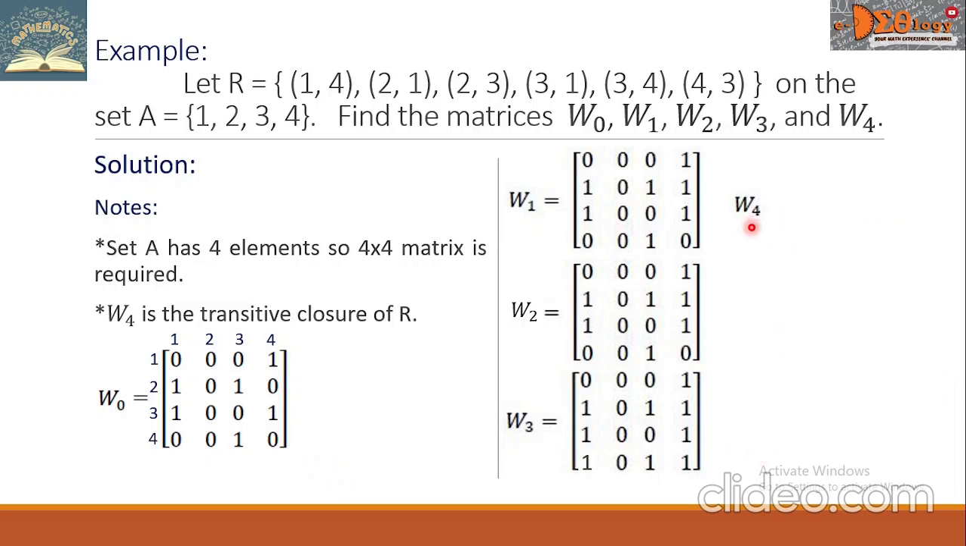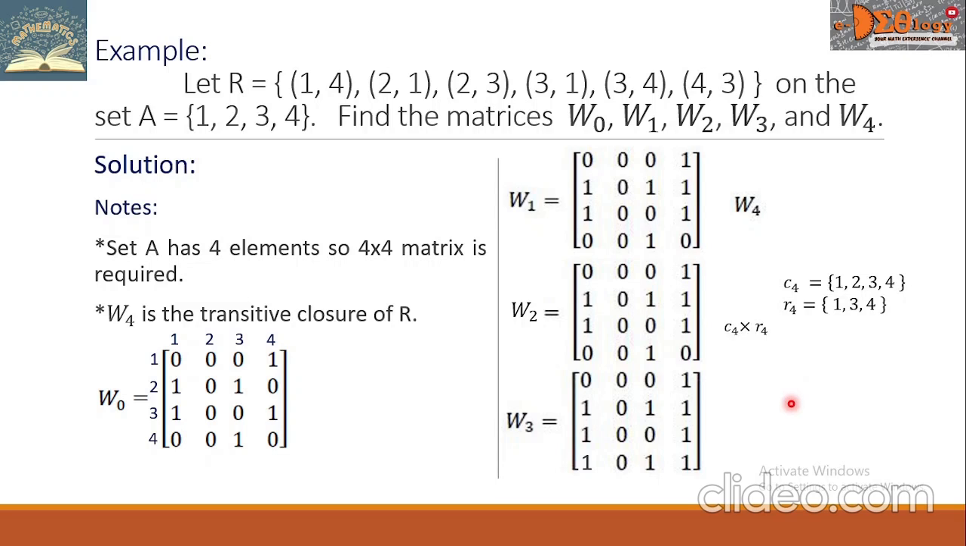Now let us write W sub 4. Let us first consider the elements of column 4 with respect to W sub 3. This is the column 4. There are 4 number 1 in here. So the elements are 1, 2, 3, and 4. Let us consider now the elements of row 4 with regard to our W sub 3. This is our row 4. There are 3 number 1 here. The number 1 are corresponding to the elements 1, 3, and 4.